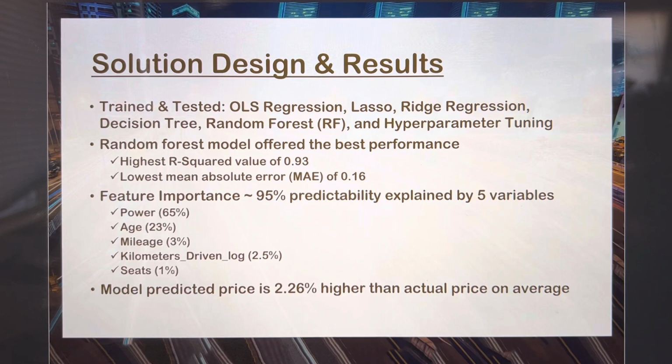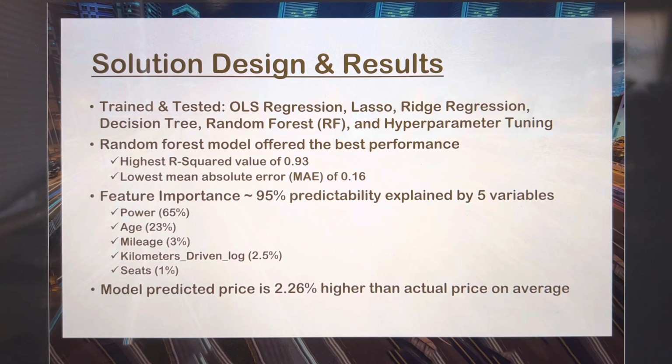So with all this in mind, we trained and tested several regression models, but we found that the random forest model offered the best performance with the highest R-squared value and the lowest mean absolute error, meaning it gave us the best predictability.